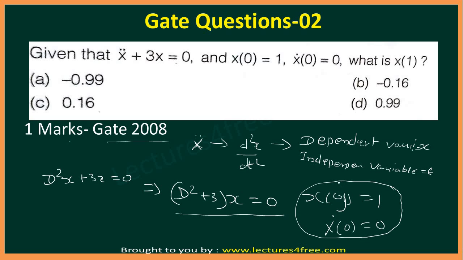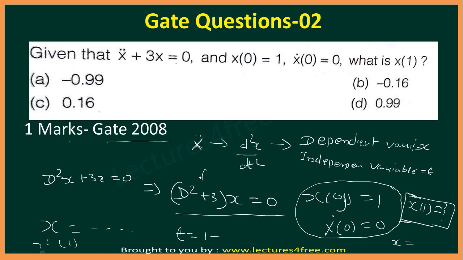In this question, what is asked? What is the value of x(1)? You have to find out the value of x(1). So to get the value of x(1), you have to first find the equation of x. Then you will put t equal to 1, and then you will get the value of x at 1. So to get the equation of x, that means the solution of this equation.